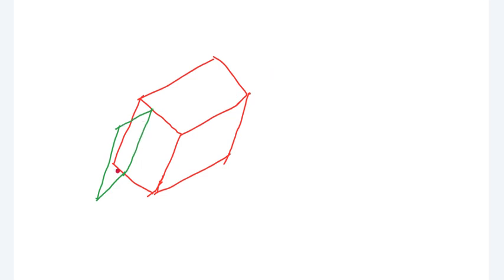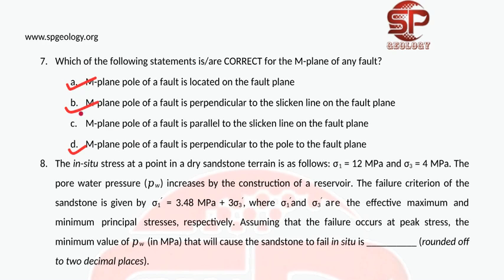So this is a plane. This is called the M plane, which is perpendicular to this fault plane and parallel to the slickenline. But here the question is talking about the pole of the plane, so you have to represent it in stereo representation. The pole of this plane should be perpendicular. If it is perpendicular to the plane, the pole will be perpendicular to the fault plane. So this is your M plane of a fault. Here A, B, D, these three options will be correct, and just remember this is about the M plane. These are characteristics of the pole of the M plane of a fault.